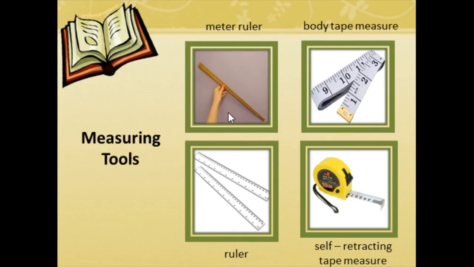Okay, what is this one again? Meter ruler. Good job. This one? Very good. It's a body tape measure. How about this? Ruler. Great job. And this one? It's the self-retracting tape measure.